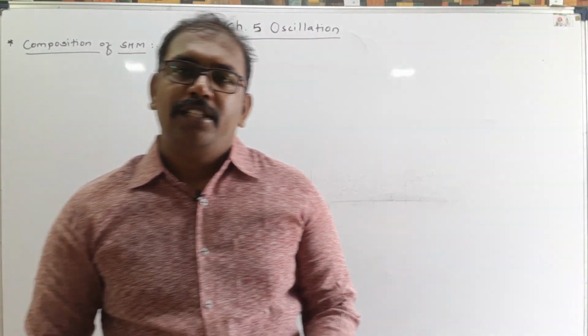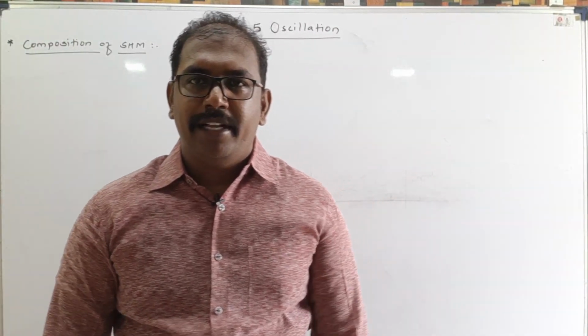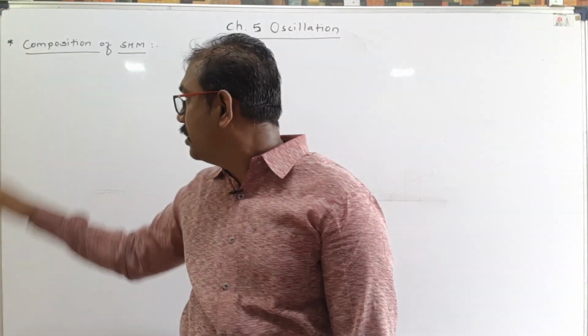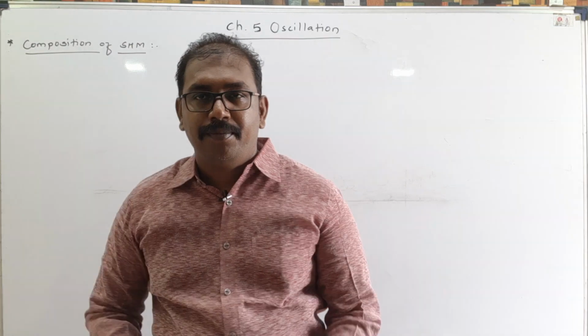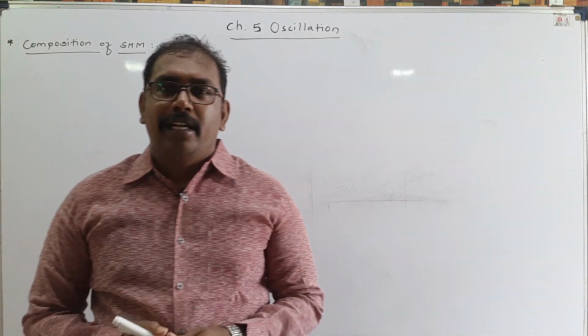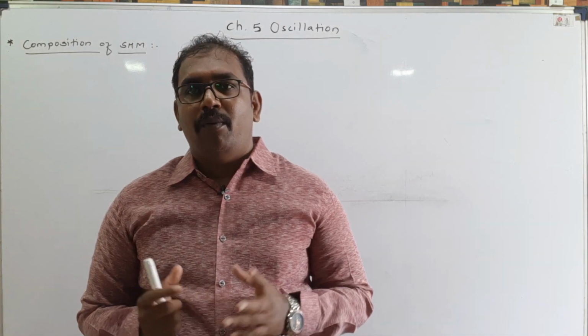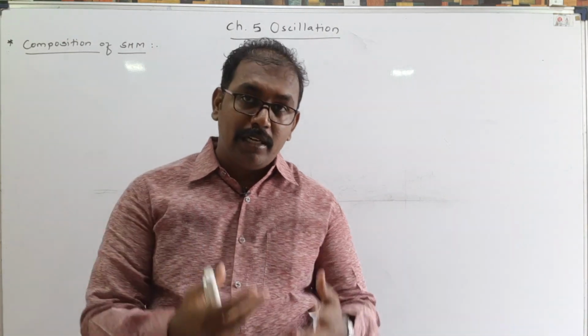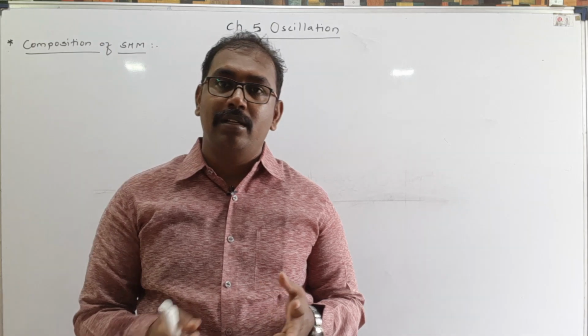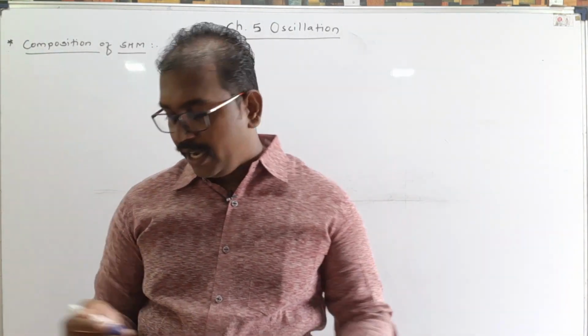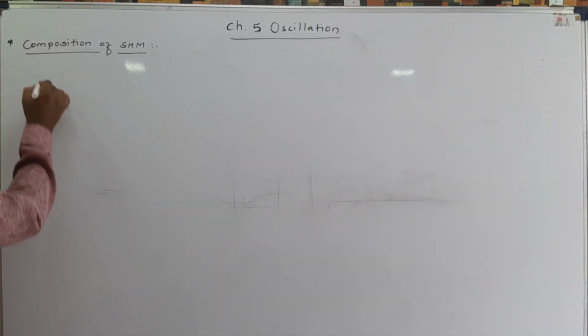Hello everyone, in this session we have to start a new article from chapter 5, oscillation, and this article is composition of SHM. Now in this article, when we are considering two SHM, then we have to obtain the resultant displacement, the resultant amplitude, and the resultant phase. These things we have to obtain.